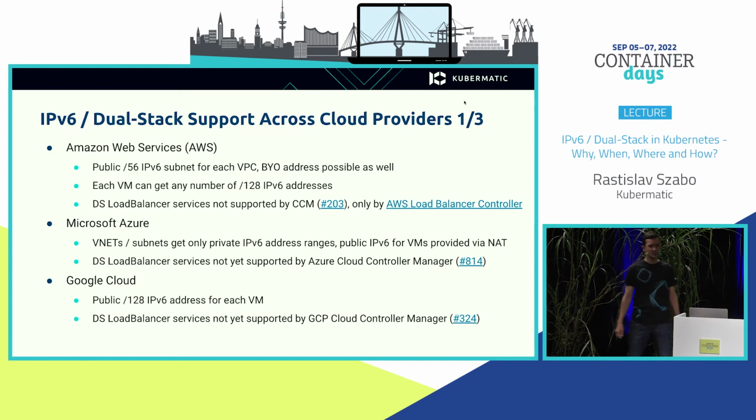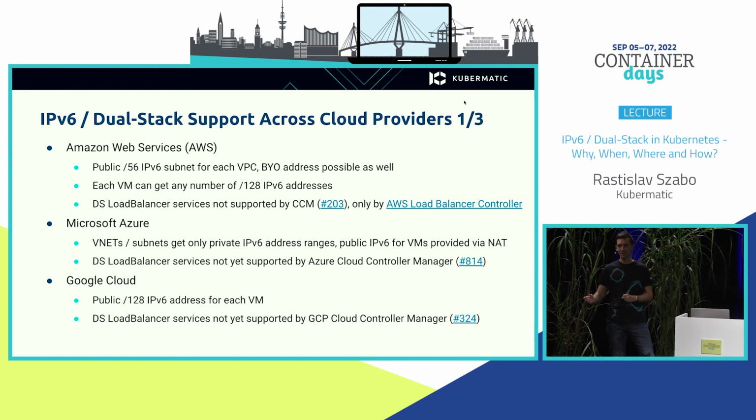In case of Microsoft Azure, it's a bit more interesting. The VNets and subnets would actually get private IPv6 address ranges. Also, the VM would get a private IPv6 address. And if you wanted to expose it to the internet, you can request a public IPv6 address, but internally it would work on network address translation. So each packet would be destination network address translated to the private IPv6 address of the worker node. Similarly, the load balancer services are not yet supported by Azure Cloud Controller Manager, but that is, I think, work in progress already, so it should come soon.